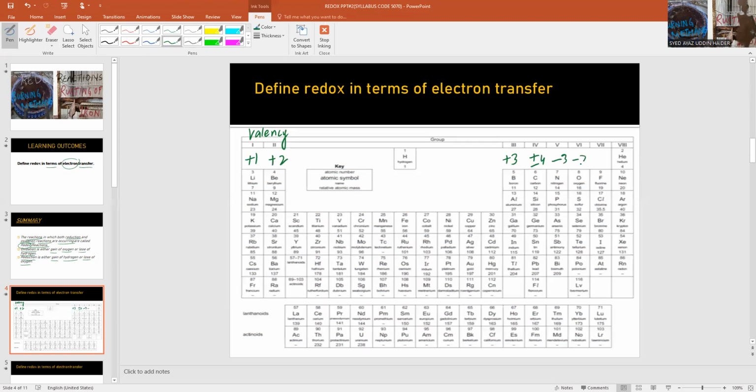Group 6 -2. Group 7 -1. Group 8 does not carry any charge. We know that they have complete valence shell, so they do not form any compounds either ionically or covalently.